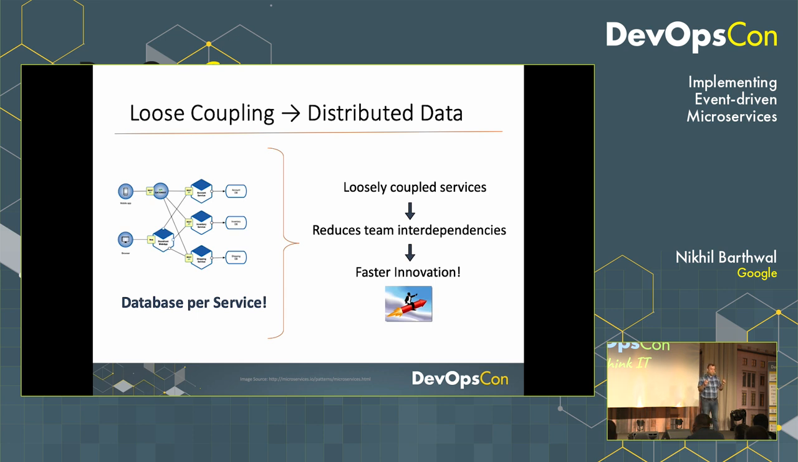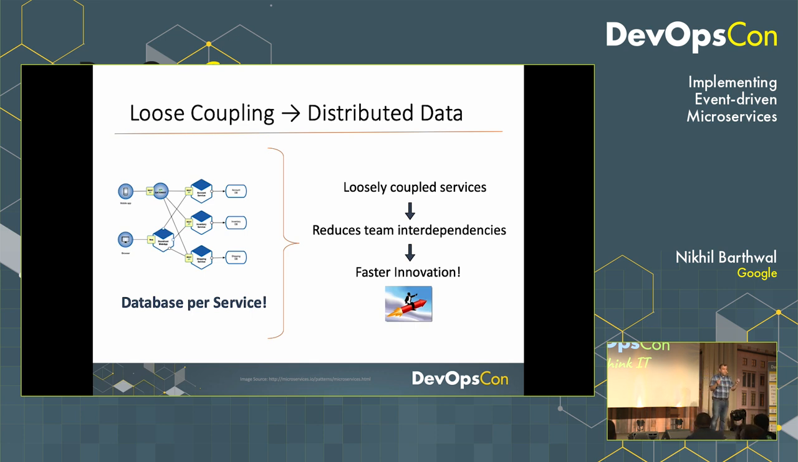And so what happens with this loosely coupled service is that the teams that are working on the services kind of become independent of each other, because as long as the contract stays the same, Team X can make any changes to the code and deploy. They don't have to deploy the entire service. They don't have to even coordinate with Team Y. Team Y may not even know about it.